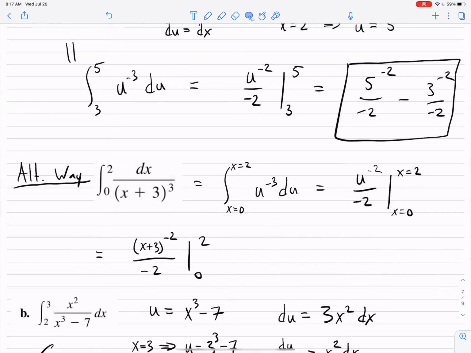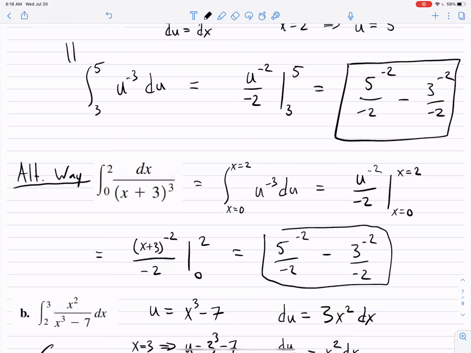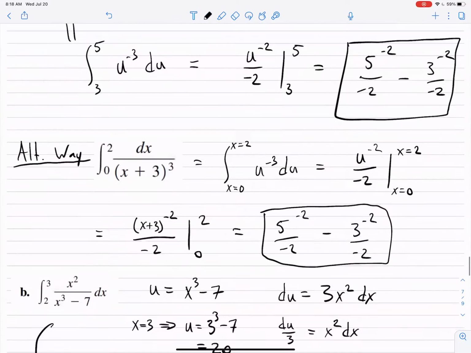And now I can plug it in. So that equals 5 to the negative 2 over negative 2 minus 3 to the negative 2 over negative 2. And you get the same answer. So those are the two ways to do it.